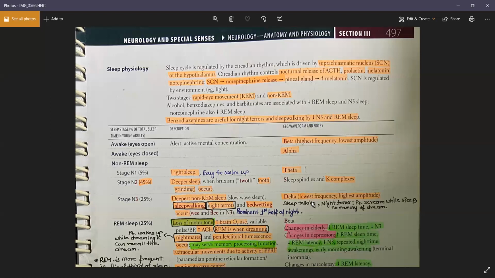In narcolepsy, you have an increased REM sleep time. That means a decrease in the latency and an increase in the time. As a result, you will get more of the REM sleep, and that's why you will get the sleep paralysis in narcolepsy, because in the REM sleep you have paralysis.